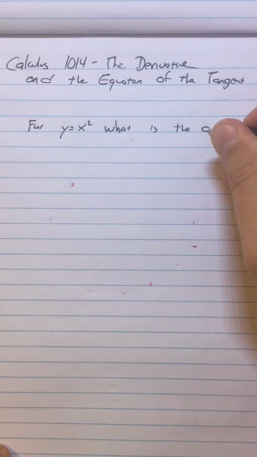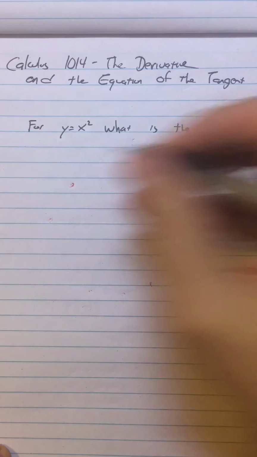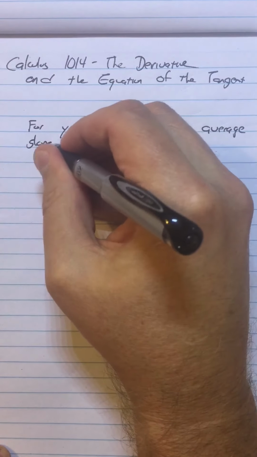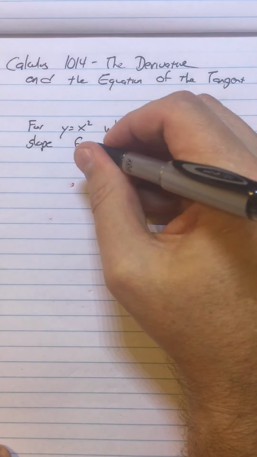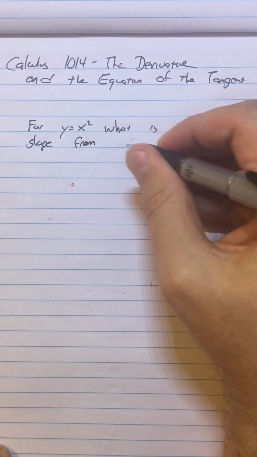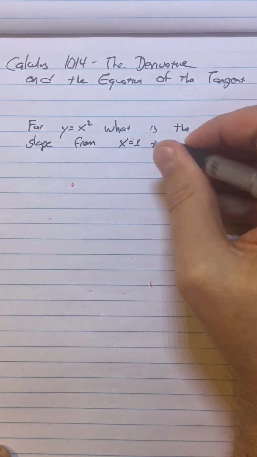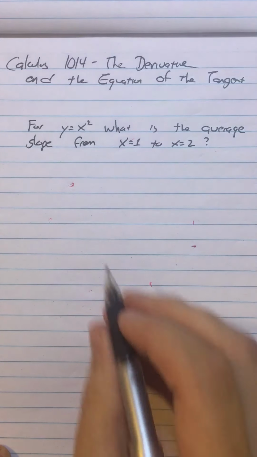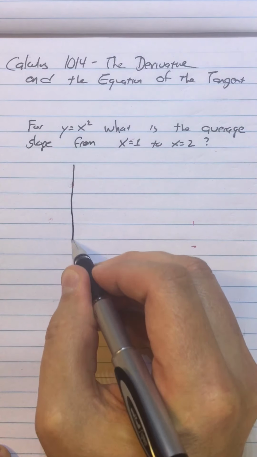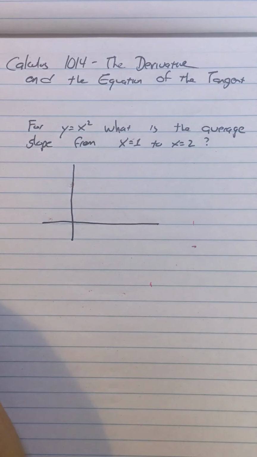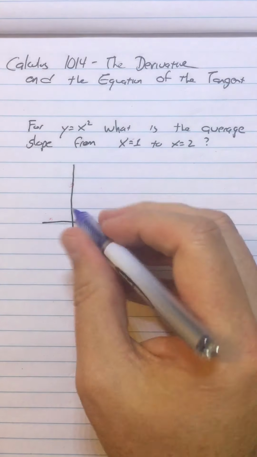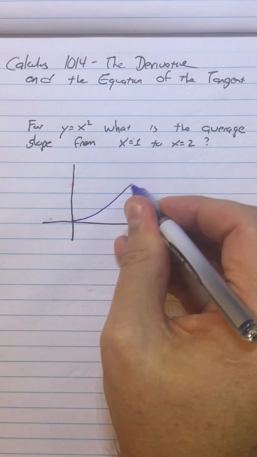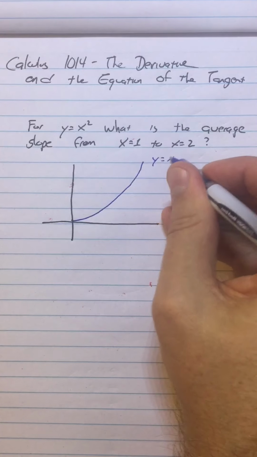is, we can say, the average slope to start, just like we start with average velocity, we start with average slope from x equals 1 to x equals 2. Okay, so let me show you graphically what we're talking about here. So here's our nice y equals x squared. Blue for y equals x squared. So there's y equals x squared.